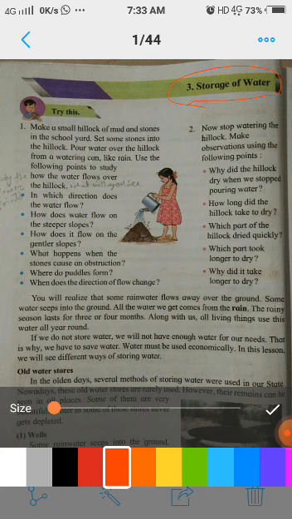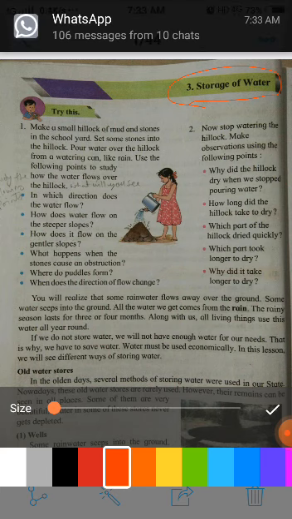Now how does water flow on this type of slope? The water moves speedily down the steeper slope. How does it flow on the gentler slope? The water flows very slowly comparatively to the steeper slope. Now what happens when the stones cause an obstruction?